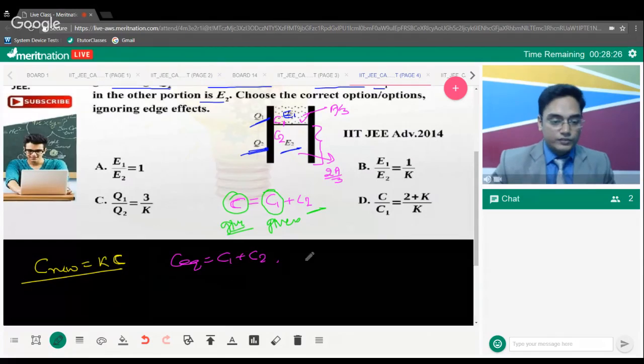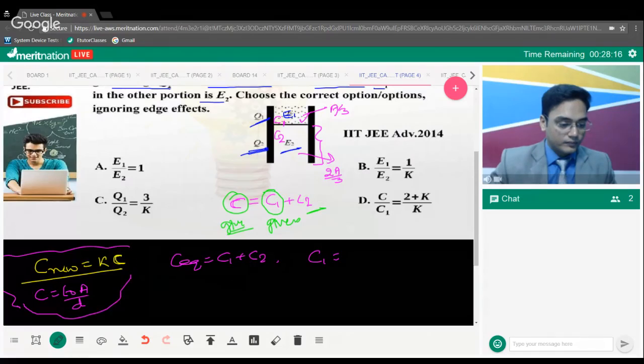Now, what about C1? The standard formula for C is epsilon naught A by d. Since the dielectric is filled, epsilon naught will become K times, so this is K epsilon naught. Now the area is not A this time, the area is A by 3. So we have to write A by 3.